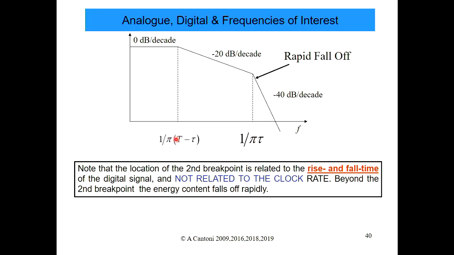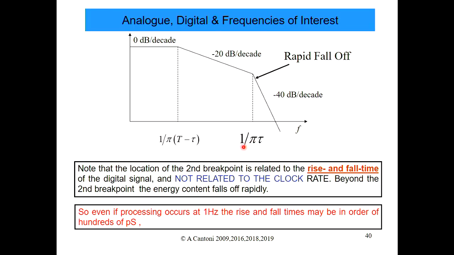Notice that this is not related to the clock rate. So when we are interested in the highest frequency signal of interest in a particular circuit, which is going to tell us whether our system is distributed or lumped, it may not be the actual clock rate of the digital system. It's actually related to the rise and fall times. Even if you had a system processing at 1 hertz, if the rise and fall times are of the order of 100 picoseconds, and that can be true, then you really have to consider frequencies up into the gigahertz range.